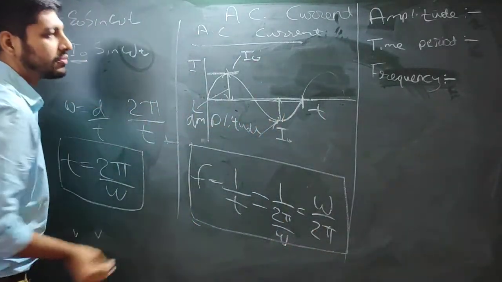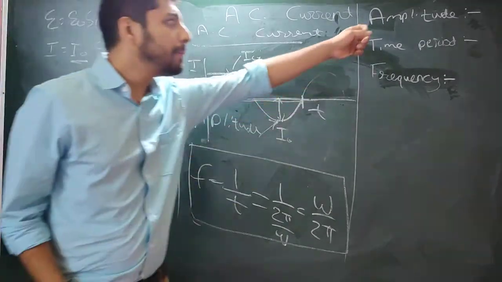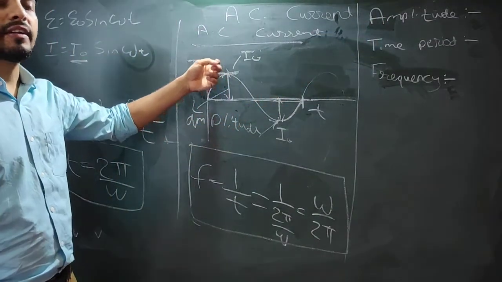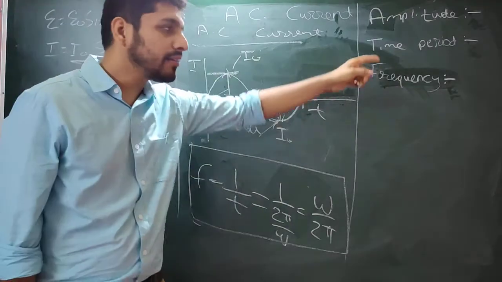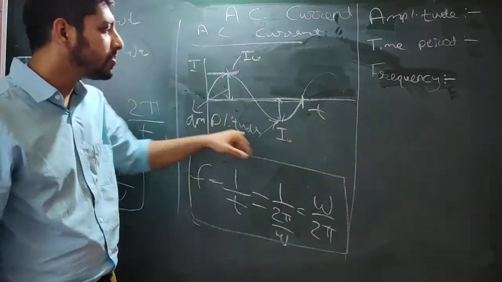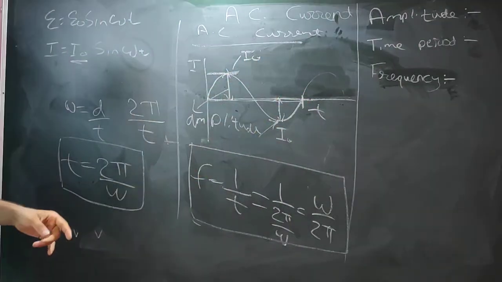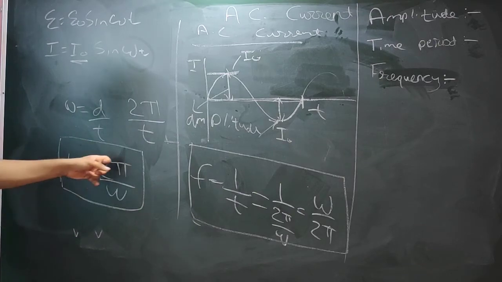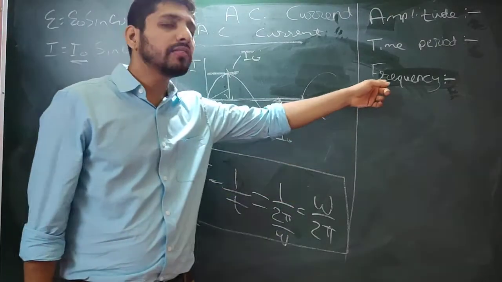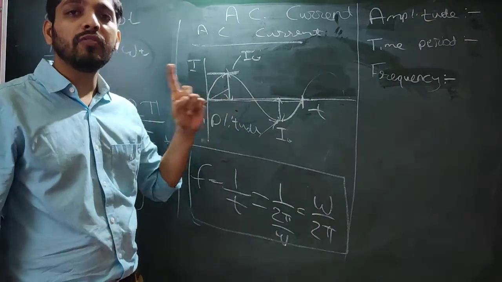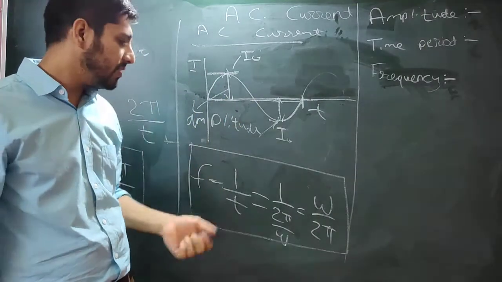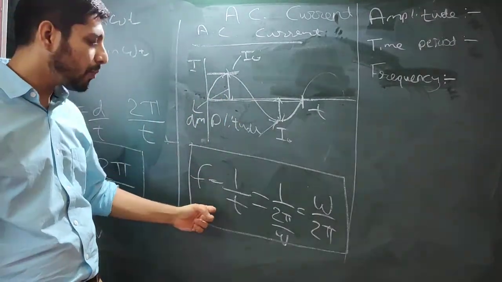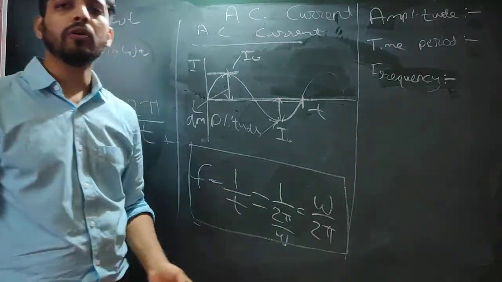We might be using this somewhere in our chapter later on. But these are the concepts. Main thing, amplitude, the highest value of current in either direction. Time period, the time taken to complete one full cycle, that is to complete 360 degrees, given by T is equal to 2 pi upon omega. Frequency, the number of cycles completed in 1 second, or in unit time, is given by F is equal to 1 upon T, which is equal to omega upon 2 pi.